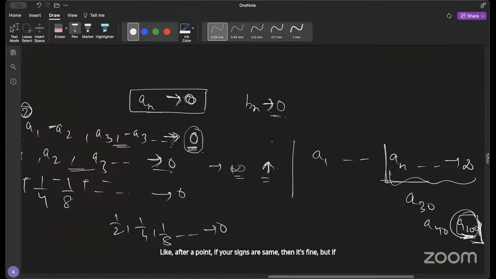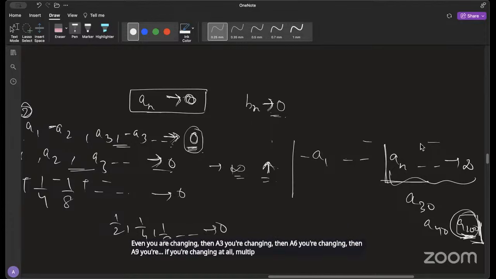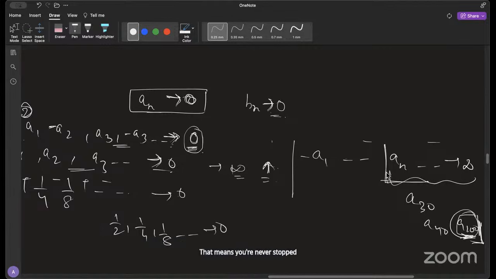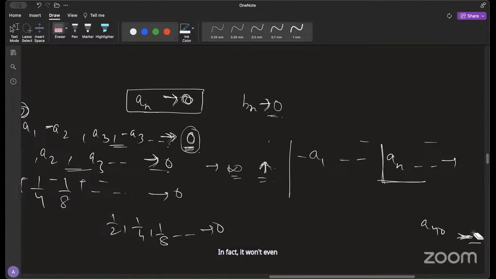But if you're continuously changing the signs everywhere, A1 you're changing, then A3, then A6, then A9, all multiples of 3 or all multiples of 9, that means you never stop. You're not stopping changing the signs, right? You're continuously changing the signs. That means this will not go to infinity. In fact, it won't even converge then.